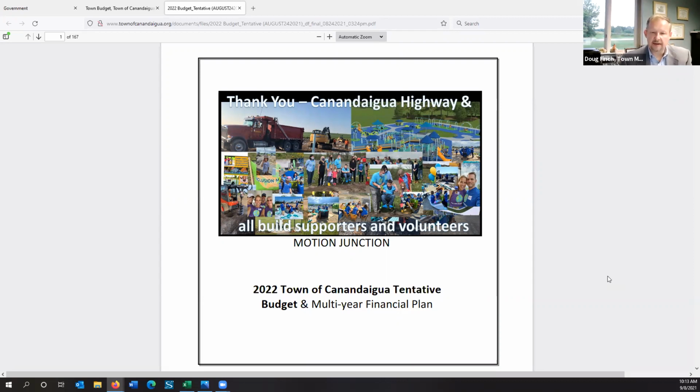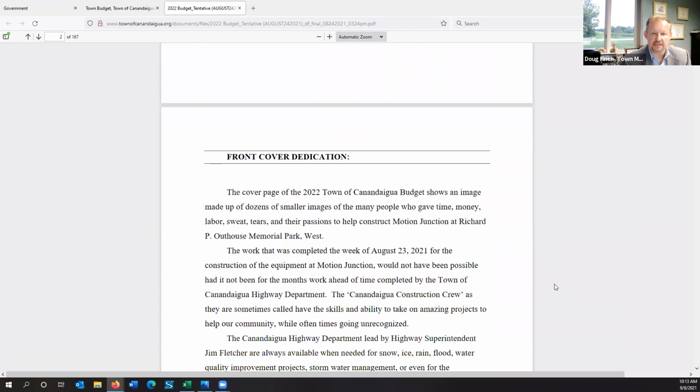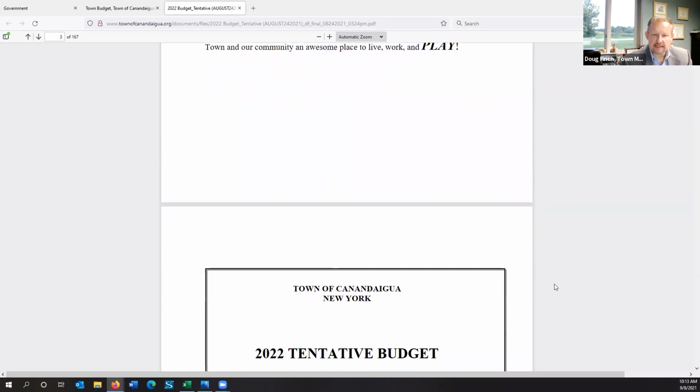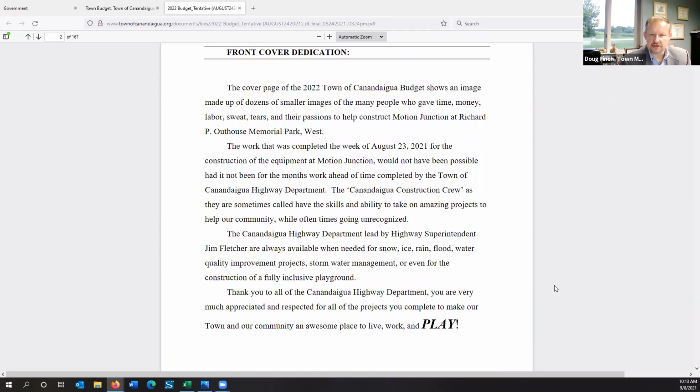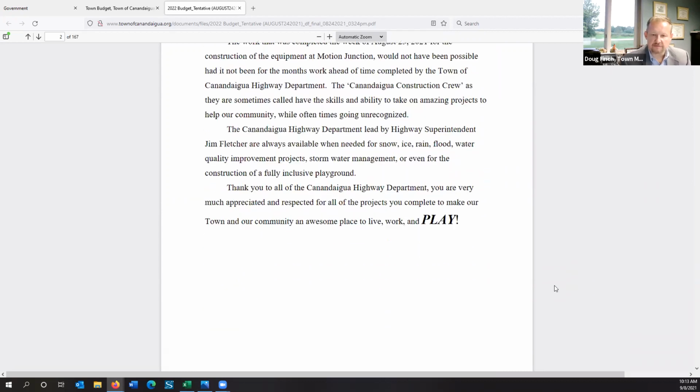And then on to a building eventually. But this year, the 22 tentative budget really encompasses the tremendous community support we've had with the construction of Motion Junction. Over 700 volunteers the week of August 23rd pitched in to help build the equipment, put it together, and then erect it on that site. And much more work to be done. Stay tuned for that, and we'll talk about that in a future episode. But on to the tentative budget. The Town of Canandaigua town budget, this is the Motion Junction dedication of the front cover.